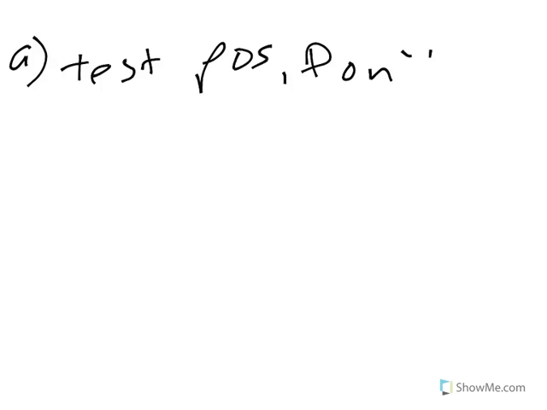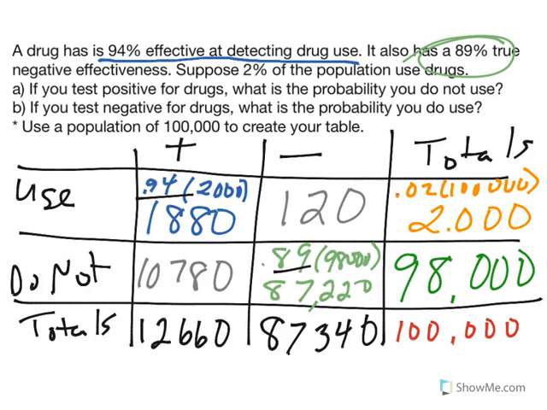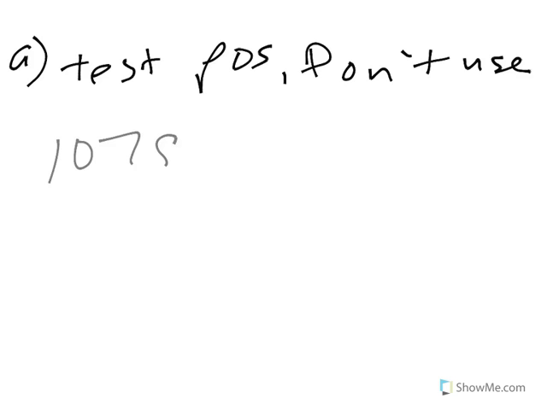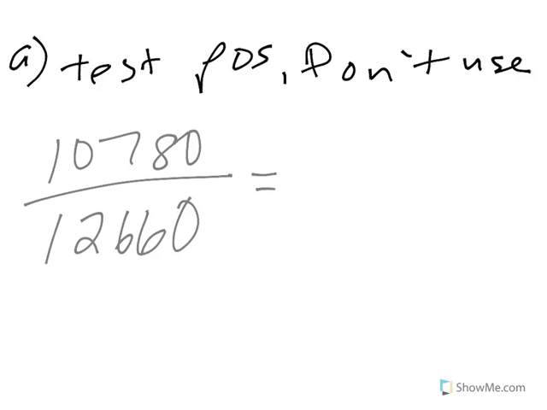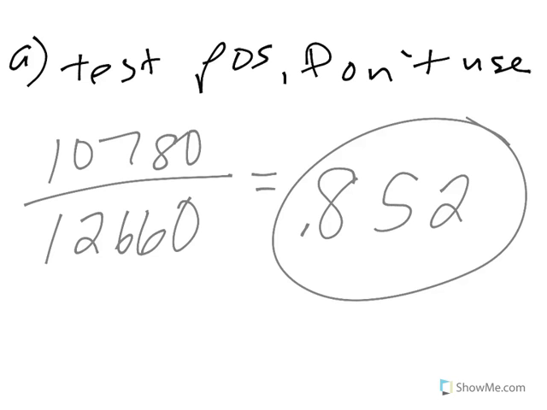So part A, you test positive, but you don't use. So we're looking at the positive column, right, this column. So our 12,660 is our total, but we do not use, so we're going to use our 10,780. Because it was the if we test positive, it's a conditional probability, and we end up with 0.852. So you have an 85.2% chance of not being a drug user if you test positive.